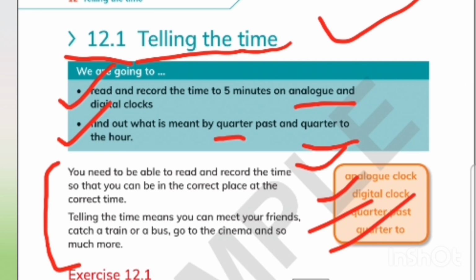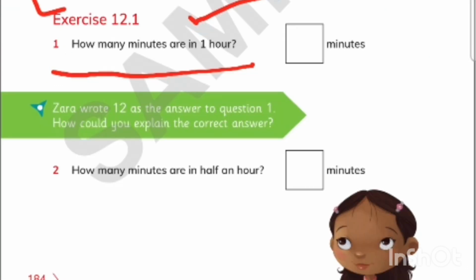Again and again I'm telling you, this is a very helpful unit in our daily lives. And now you have also understood the importance of learning the 5 table, how important it is. Okay, now we are starting our exercise 12.1.